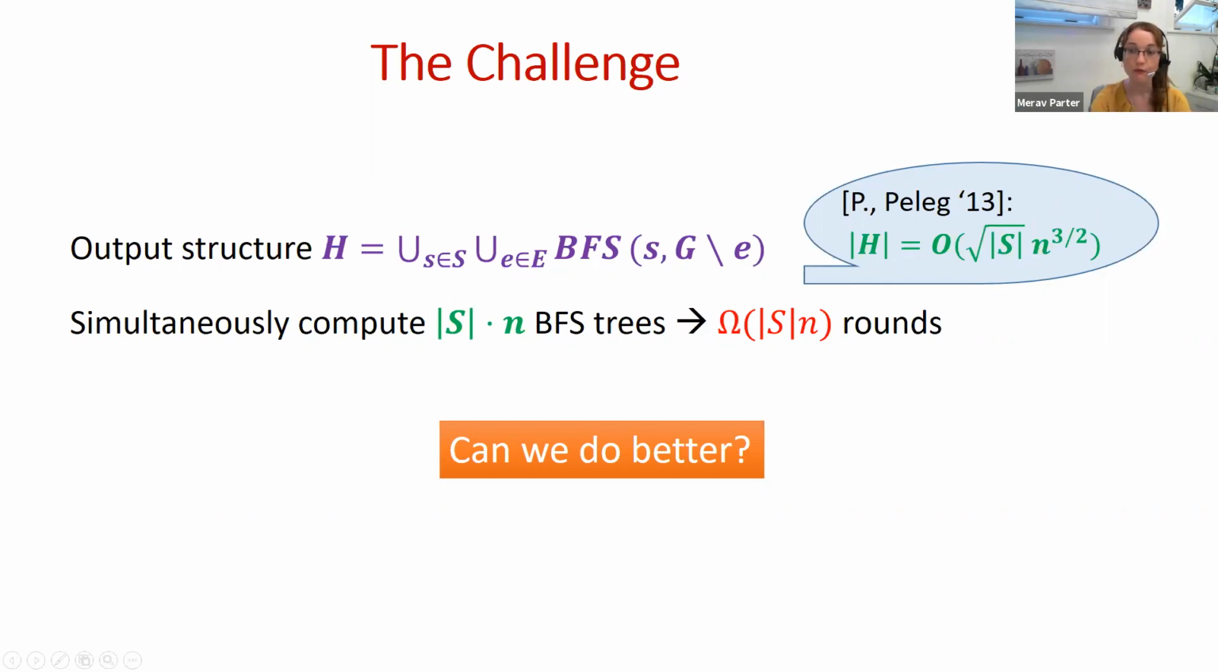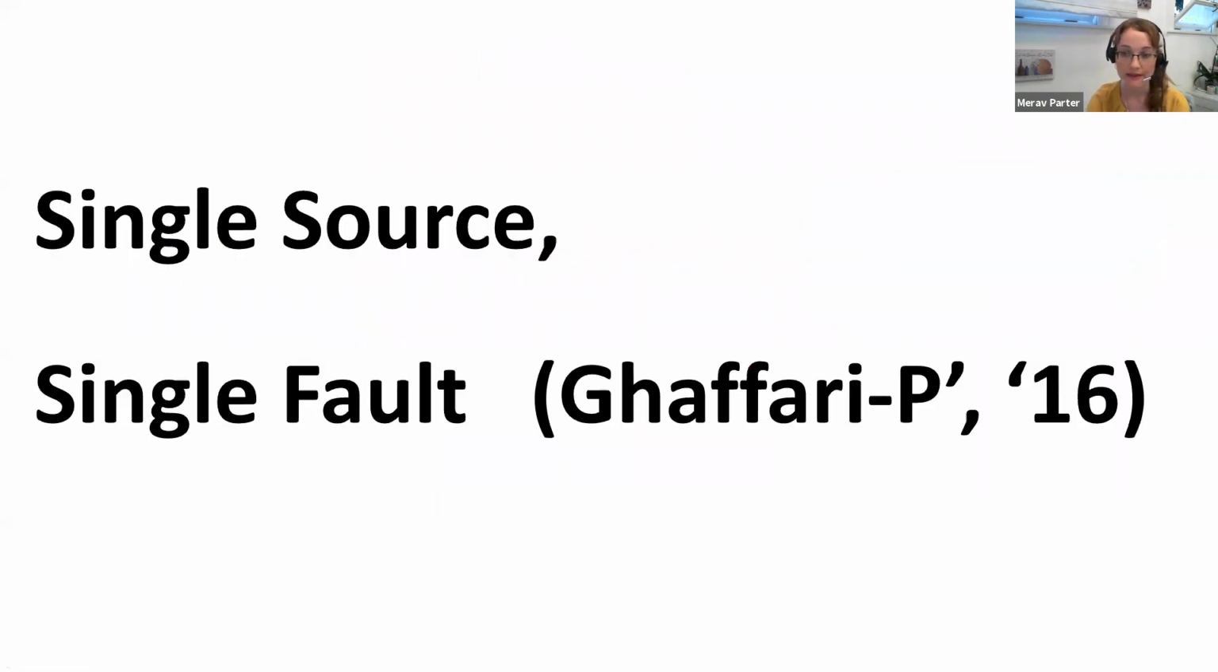distributed setting? If we just compute a single BFS tree, it takes D rounds, but we pass a message along every edge in the graph. So if we build this many trees, we will need to send this many messages, and this would lead to a superlinear number of rounds. And the question is, how can we do better? And this question was already partially answered by our previous work for the single source, single fault setting.